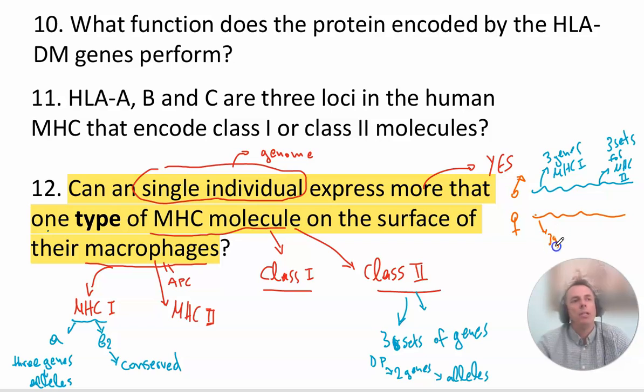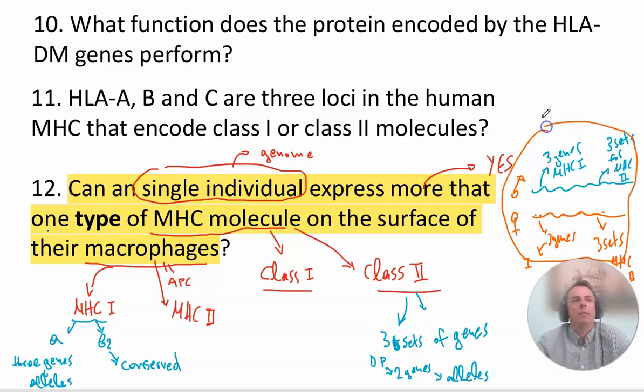Again, 3 genes, again 3 sets of genes for the class 2 and for the class 1, but the alleles would be different. All of them, though, are co-dominant, so all of them will be expressed, and you'll end up with a macrophage that has 6 different MHC class 1 molecules and 6 different MHC class 2 molecules.